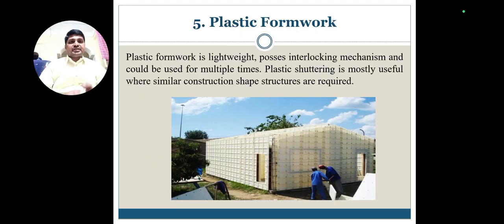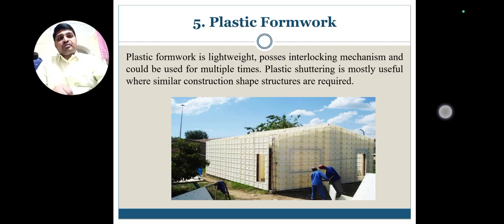And coming to plastic formwork, it is light in weight, possesses an interlocking mechanism, and can be used multiple times. Plastic shuttering is mostly useful wherever similar construction shapes and structures are required, so plastic formwork will be useful while constructing normal buildings, or temporary buildings and temporary shelters, and it is very useful for casting walls and vertical structural members.